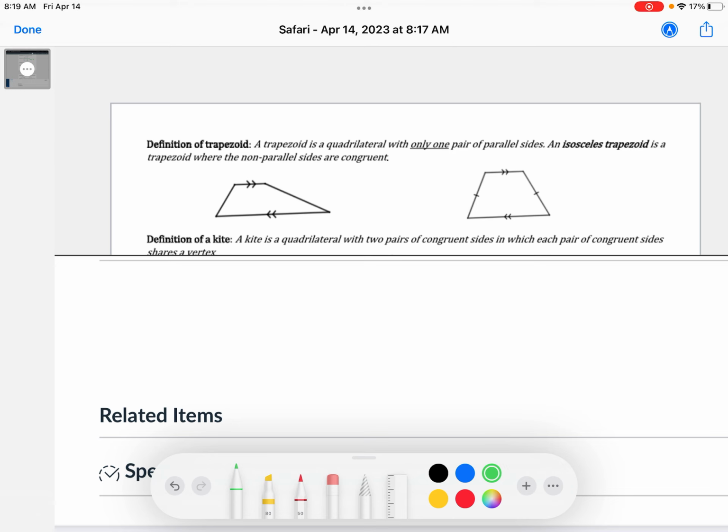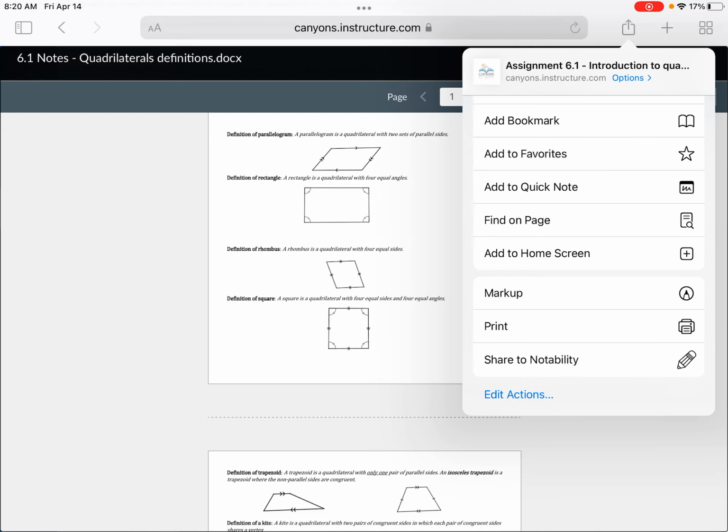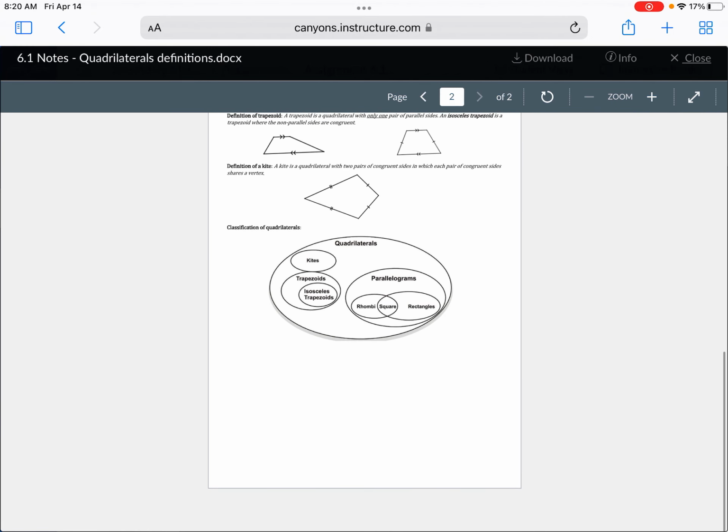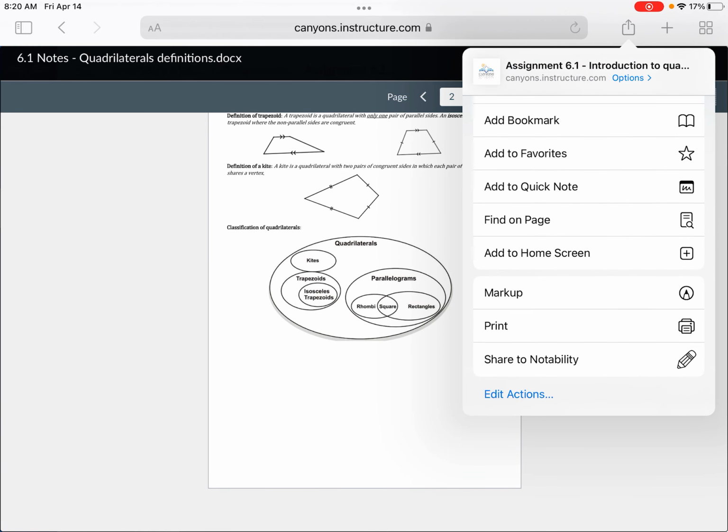Last couple of things we're going to talk about is trapezoids and kites. So a trapezoid is a quadrilateral with only one pair of parallel sides. An isosceles trapezoid is a trapezoid where the non-parallel sides are congruent. And we'll talk about those a bit more later. Let's go now and talk about the last one, which is a kite, and look at this handy diagram at the bottom.